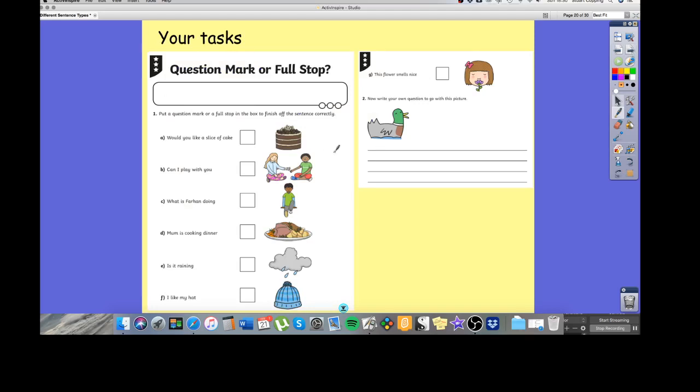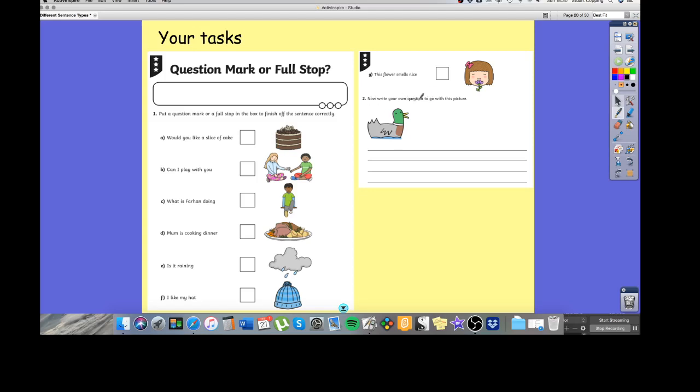Okay, so some of you will have this work stuck in your book. Here you've got to decide whether or not it's a question or a statement. If it's a question, you put the question mark in the box. If it's a statement, you're going to put a full stop in the box. So you've got 1, 2, 3, 4, 5, 6, 7 sentences to read. Are they questions or are they full stops?